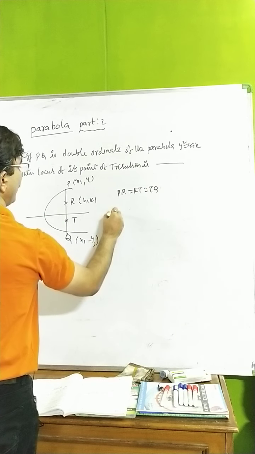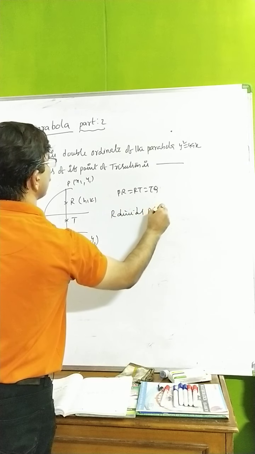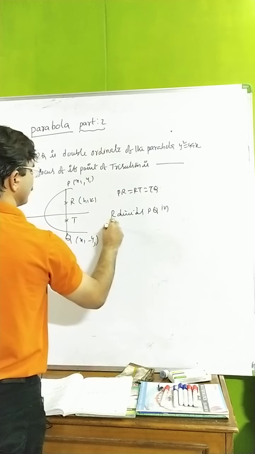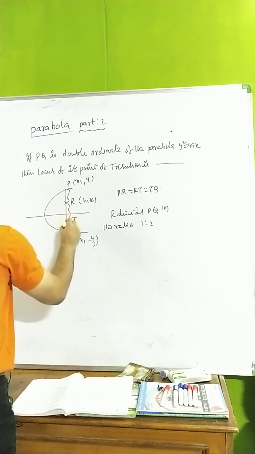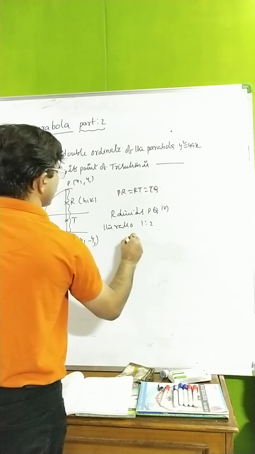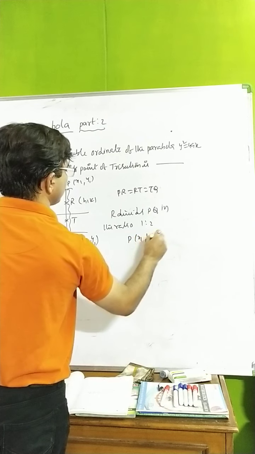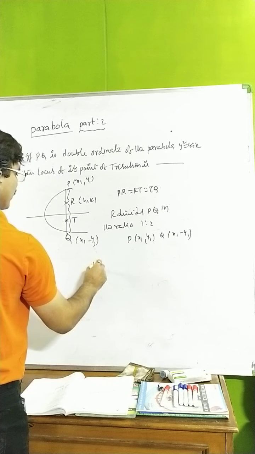So clearly R divides PQ in the ratio 1:2, because this is 1 unit and this is 2 units, since all the units are the same. So P is (x1, y1) and Q is (x1, minus y1). Now we will get (h, k).